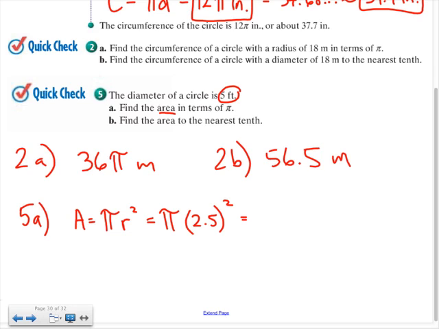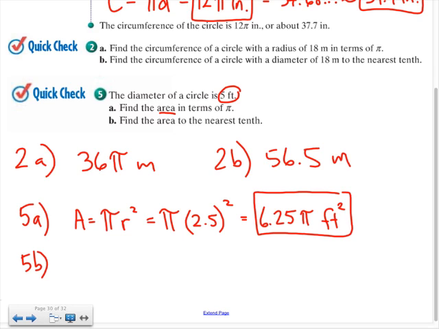I'm asked for this answer in terms of pi, but I still do have to multiply out the 2.5 squared, which is actually pretty easy if you remember that 25 squared is 625. So this becomes 6.25 pi feet squared, since we are dealing with area. We have a square unit there. Of course, if you didn't know that 25 squared was 625, you could use a calculator for that.